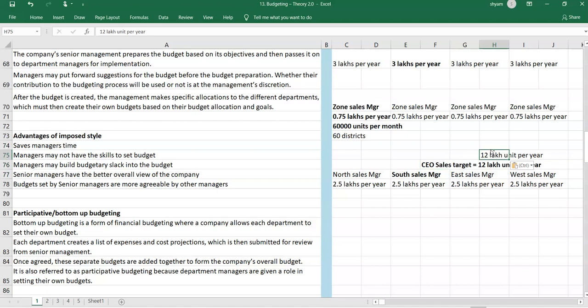So the problem is this: if these managers put in a lot of effort, they can achieve 3 lakhs. That is 12 lakh units per year. They can easily achieve that, but they don't want to achieve that kind of goal. They want an easier target. So if the CEO asks what target can be achieved, they will simply tell a lower target, because they are worried about how much effort has to be put in. This is called budgetary slack. So we'll mark it here.